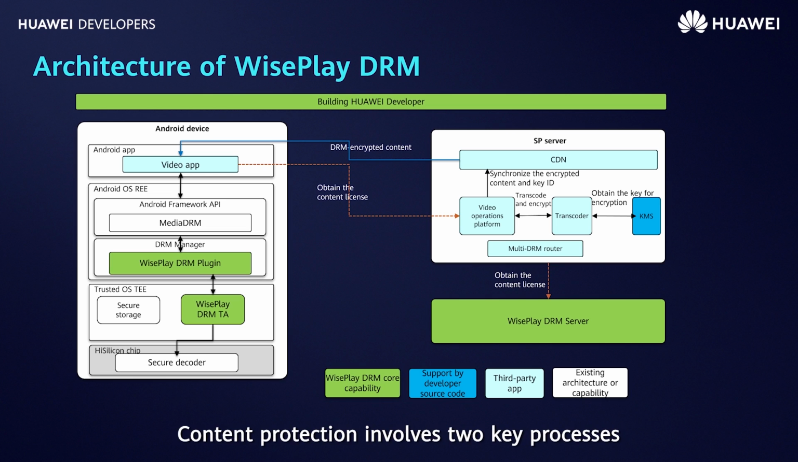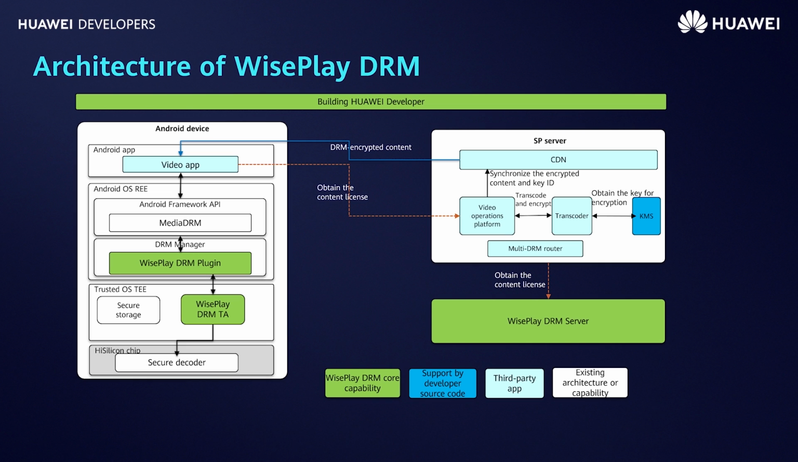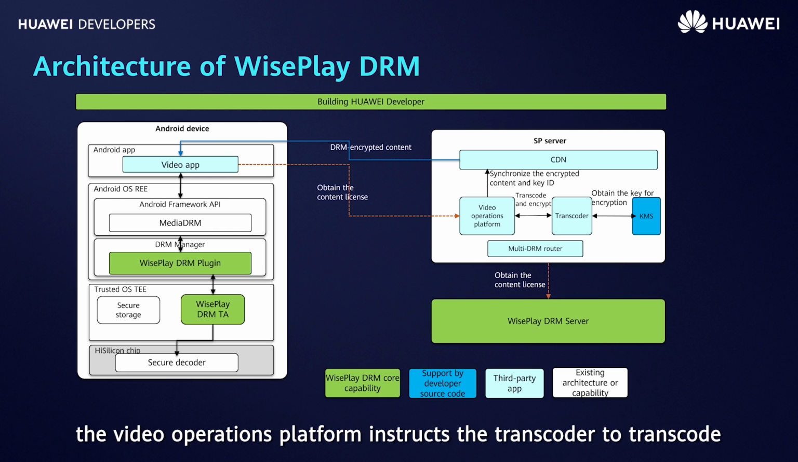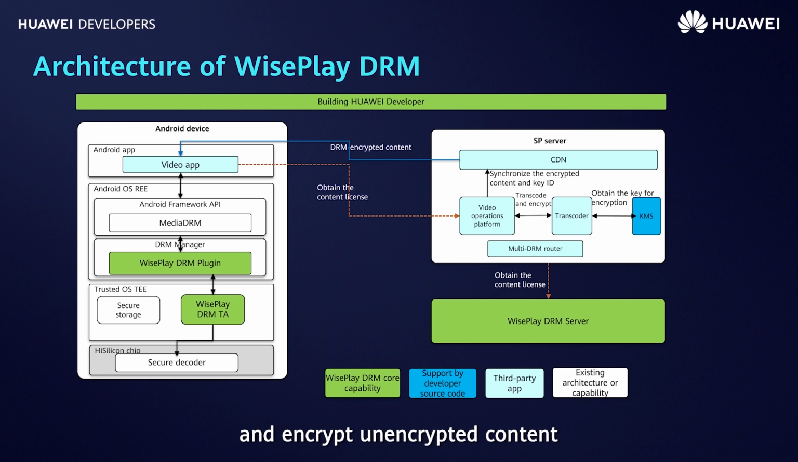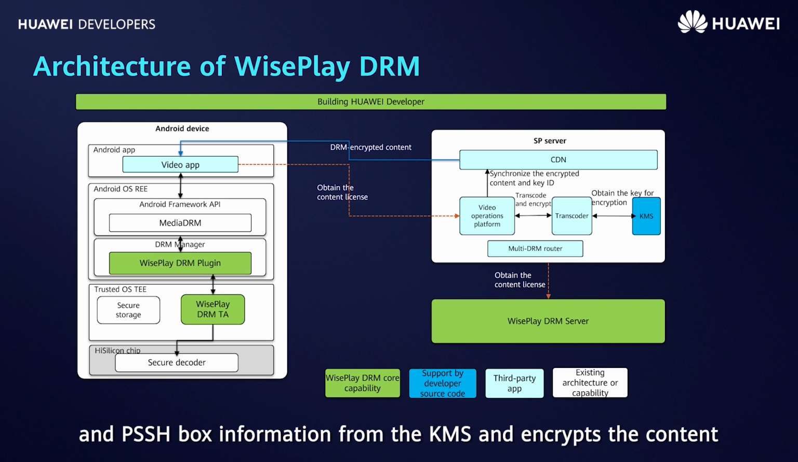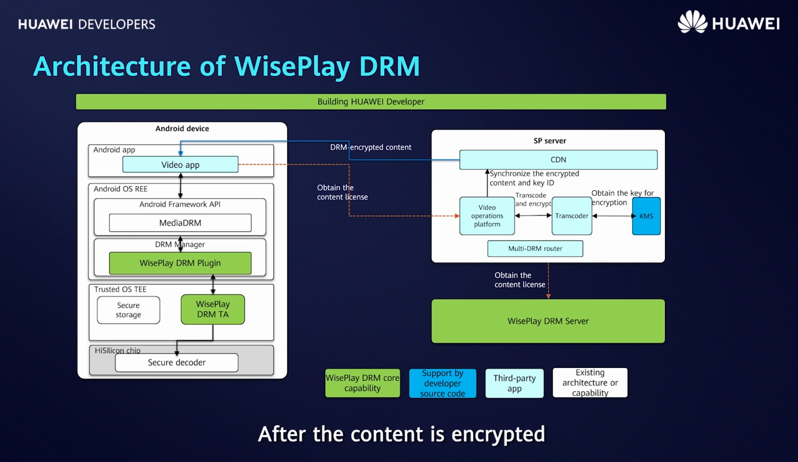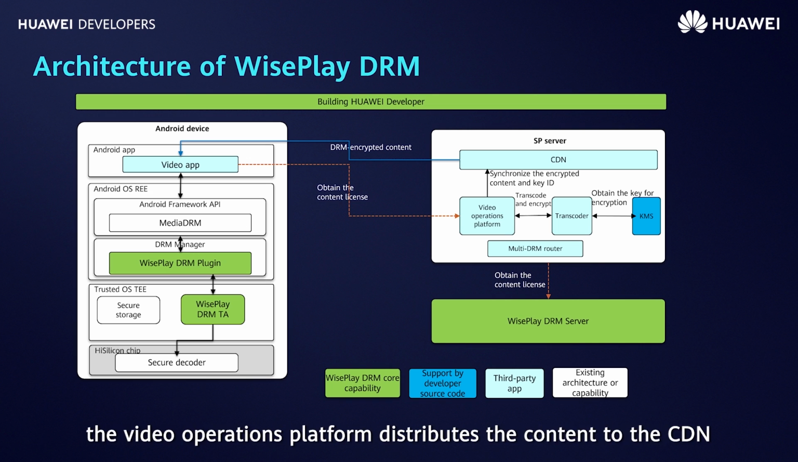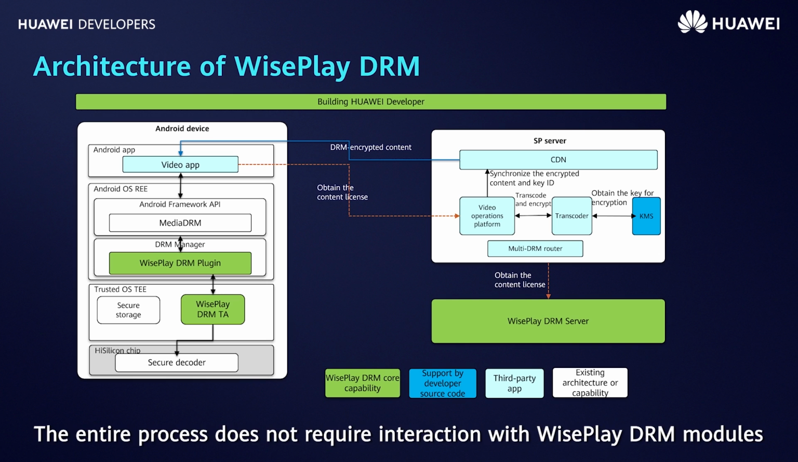Content protection involves two key processes: content encryption and content playback. During the content encryption process, the video operations platform instructs the transcoder to transcode and encrypt unencrypted content. The transcoder obtains the content encryption key and the PSSH box information from the KMS and encrypts the content. After the content is encrypted, the video operations platform distributes the content to the CDN. The entire process does not require interaction with WisePlay DRM modules.